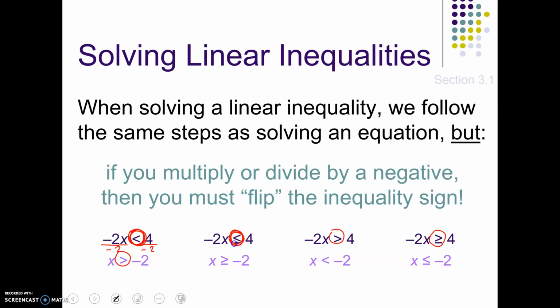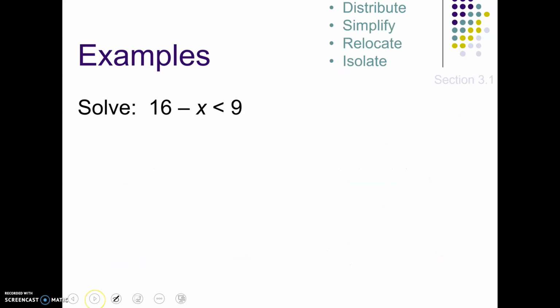A less than or equal would turn into a greater than or equal. A greater than would turn into a less than, and a greater than or equal would turn into a less than or equal. So whatever direction the arrow of your inequality is pointing, as soon as you multiply or divide by a negative sign, it's going to point in the opposite direction. So let's see what that looks like in some examples here.